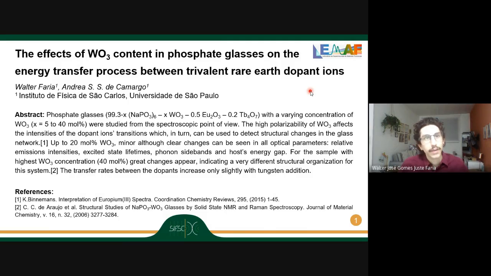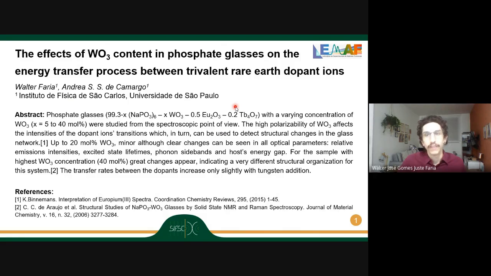And I'm here to present my work, The Effect of Tungsten Oxide Content in Phosphate Glasses on the Energy Transfer Process between Trivalent Rare Earth Dopant Ions. So we'll be studying phosphate glasses containing sodium phosphate, tungsten oxide, europium oxide, and terbium oxide. We'll be increasing tungsten oxide while decreasing sodium phosphate, and check the effect of this increase of tungsten oxide.